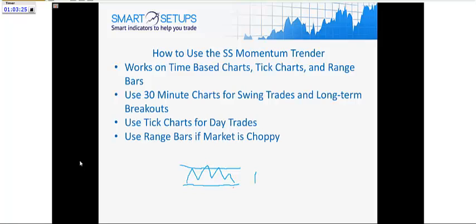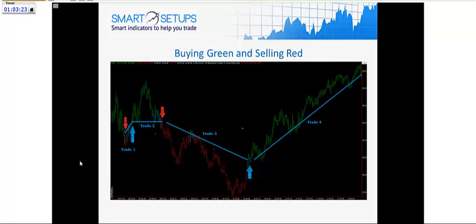It'll only create 1 or 2 bars during this range bound period. Now, this is what it looks like. Again, this is that same Apple example, just using the simplest form of trading it, just buying green and selling red. So you sold here, you bought here, had a small loss.